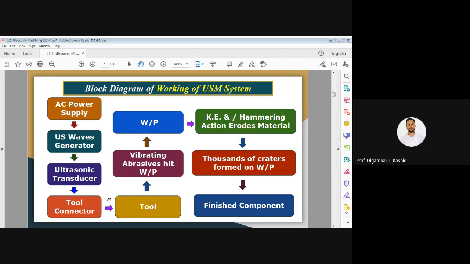Normally in ultrasonic machining, electrical energy is converted into mechanical energy with a high frequency of vibration. Now let us see the components required in this conversion. First we have to take electrical energy, that means we need an AC power supply. Then to generate the ultrasonic waves, we require a generator. Again, we have to convert those waves to a high frequency, so an ultrasonic transducer is there.